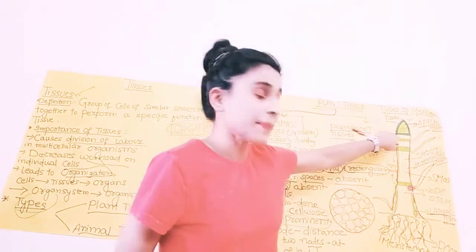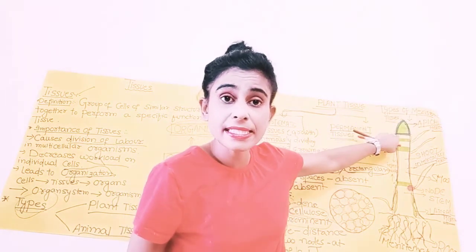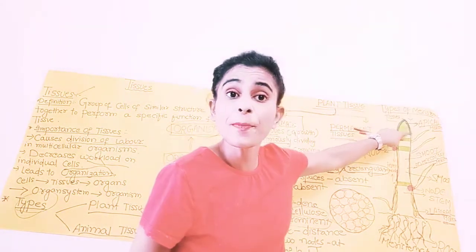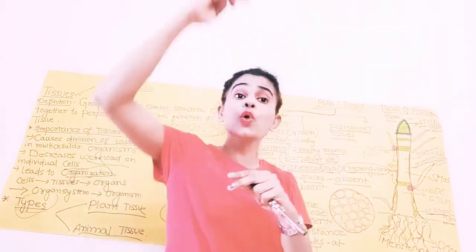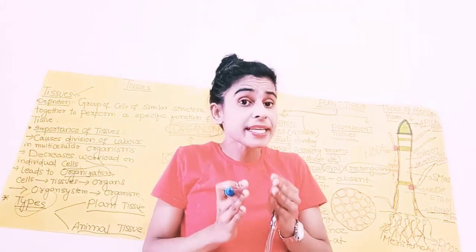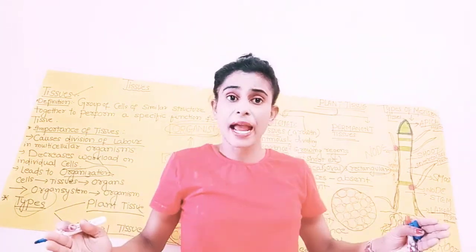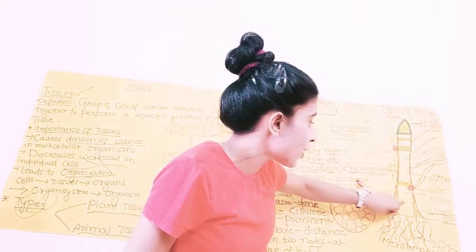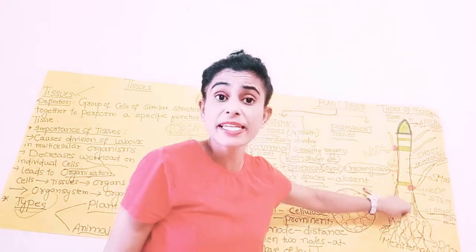Remember guys, apical meristem is present in the tip region, the tip of the shoot, and helps in the growth of the plant longitudinally. Your lateral meristem helps in increasing the width of the plant. It is present just above your bark area, near the bark area.